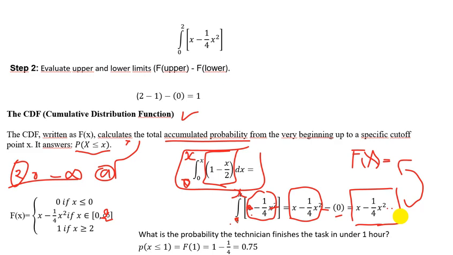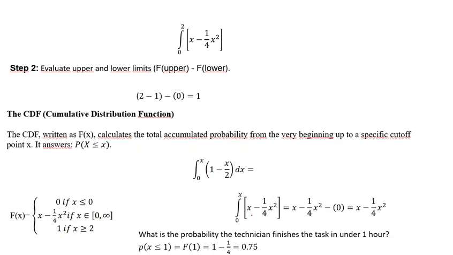Now let's check the other sides, like above 2 and below 0. What happens exactly? So for the values below 0, our F(x) is 0. For the values above 2, from 2 and above, it is 1. Our F(x) is 1.